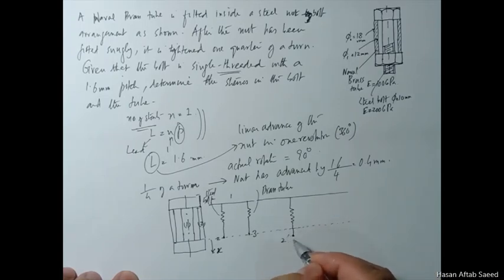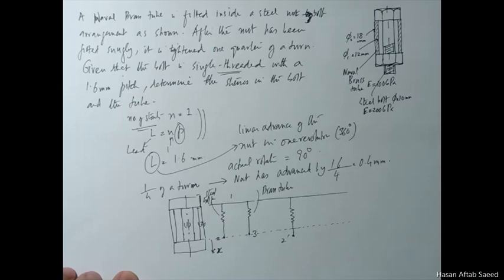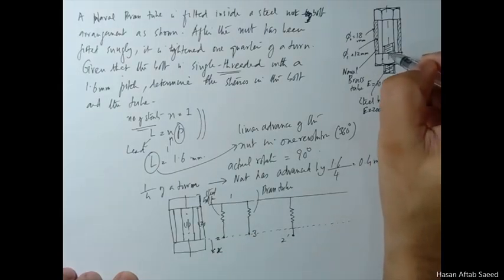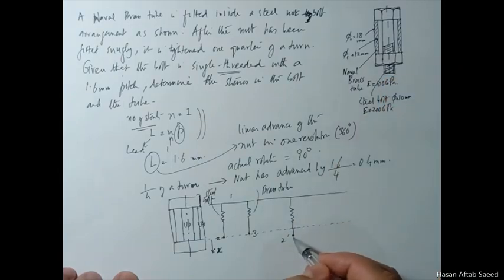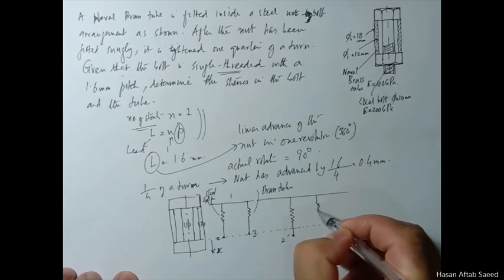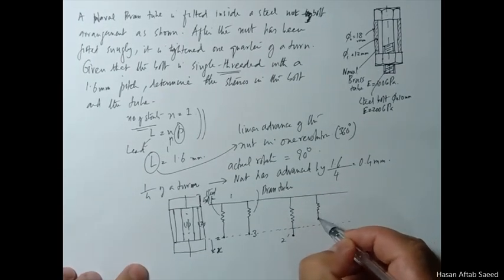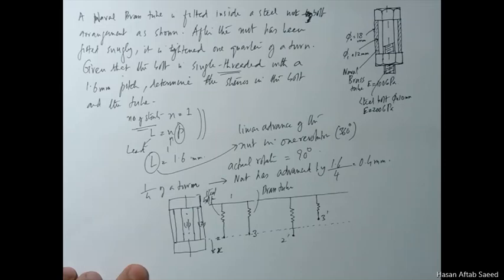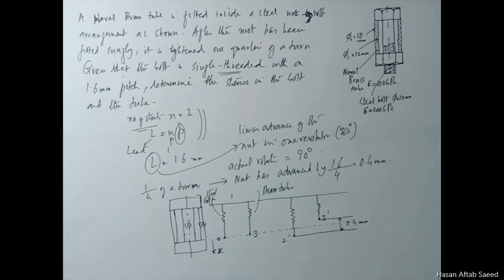Now 2 dash is the new location of the end. By the end I mean the point where the bolt enters the nut. This is the new position. But as far as the brass is concerned, this is the new location. It has contracted. Now what is 0.4 but the combination of the two. That is what 0.4 means.